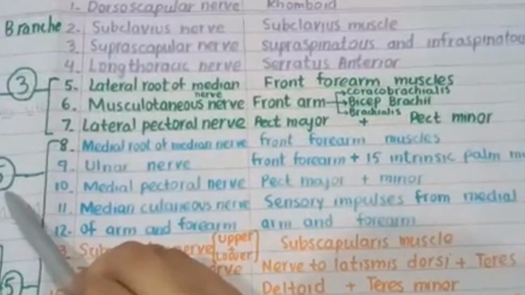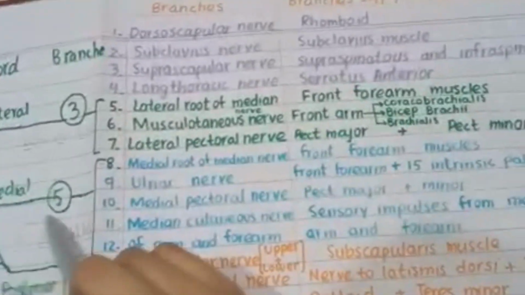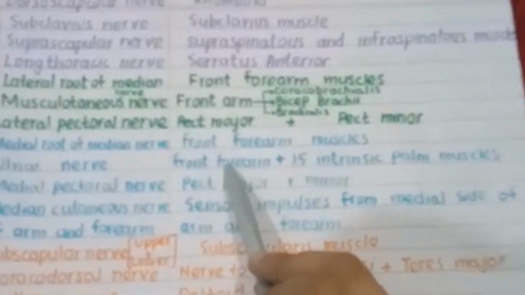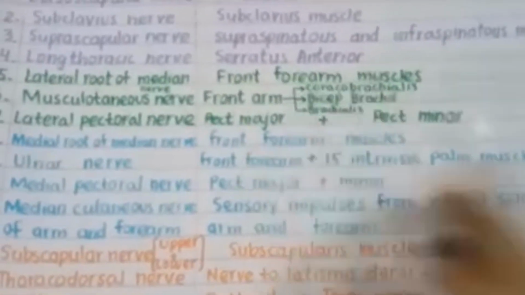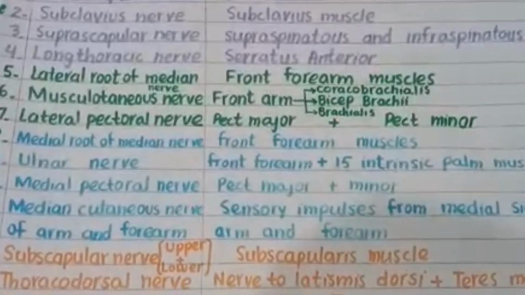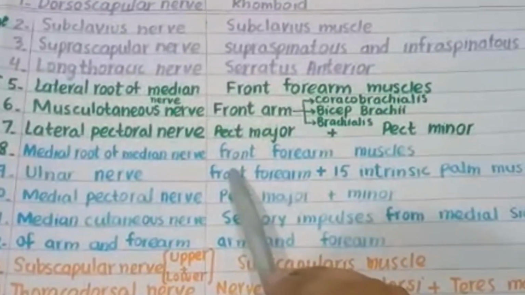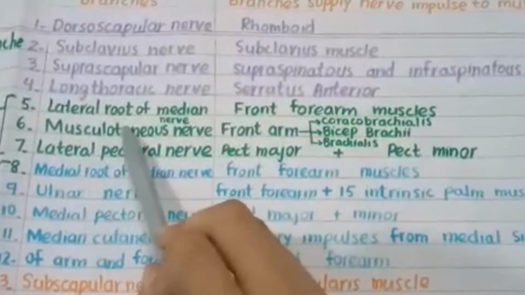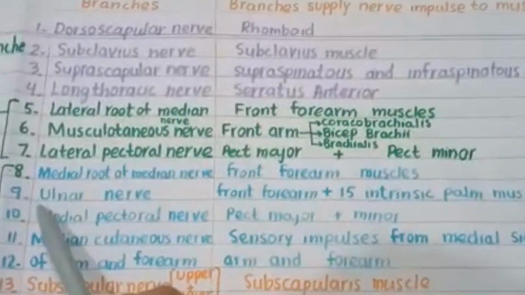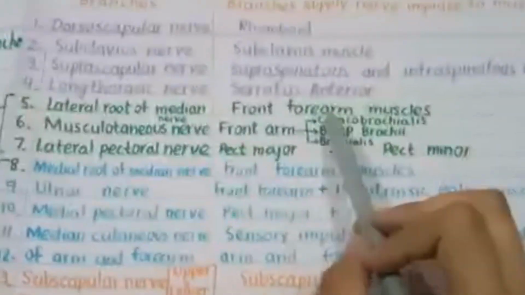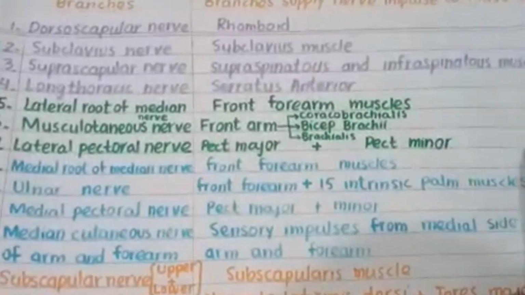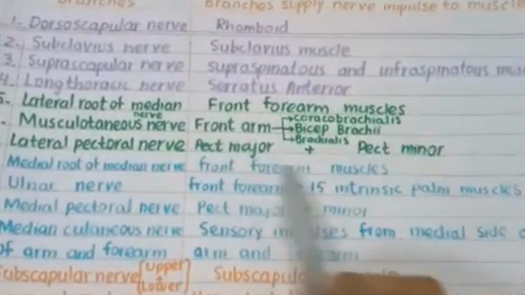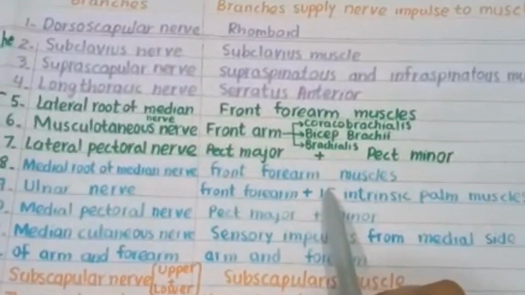Next, the 5 branches arise from the medial cord. This one is medial root of median nerve. This nerve supplies front forearm muscles. The lateral root of median nerve, and this is the medial root of median nerve. These both roots combine to form the median nerve, or median nerve is the chief nerve of the forearm, which supplies the forearm muscles.